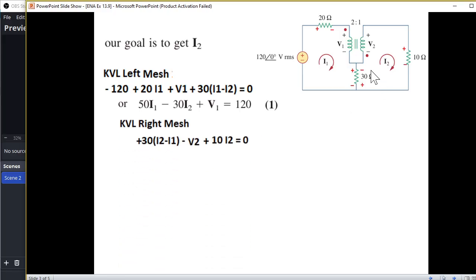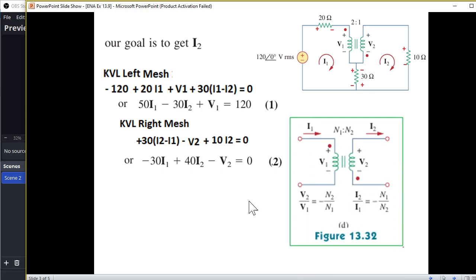And now we come to the right mesh. We start again from one corner, we're starting from here. It is 30, and now since we are in mesh 2, we assume that I2 is superior, so we'll write (I2 minus I1), and then minus V2, and plus 10 I2. And here also we open and collect the like terms, so this will be our second equation.